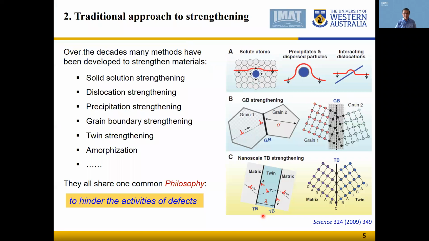So through the years, people have developed many different techniques and methods to strengthen our metals, such as solid solution strengthening, dislocation strengthening, precipitation strengthening, grain boundary strengthening, twin strengthening, amorphization, even going beyond the crystalline concept and into creating amorphous bulk metals. But all these strengthening techniques seem to share one common approach and one common philosophy, that is to build up strength from the bottom by restricting the activities of defects.